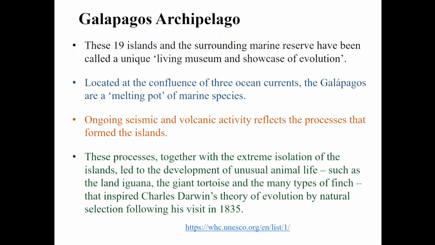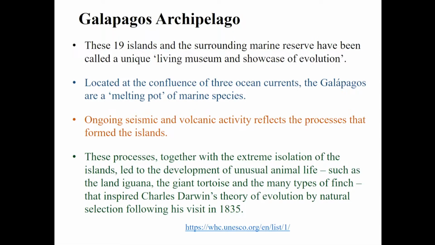When we are talking about the Galapagos archipelago, there are a total of 19 islands, and the surrounding marine reserve has been called a unique living museum and the showcase of evolution. It is located at the confluence of three ocean currents. The Galapagos are a melting pot of marine species. Here you will always see that volcanic activity is going on. The ongoing seismic and volcanic activity reflects the processes that form the islands.